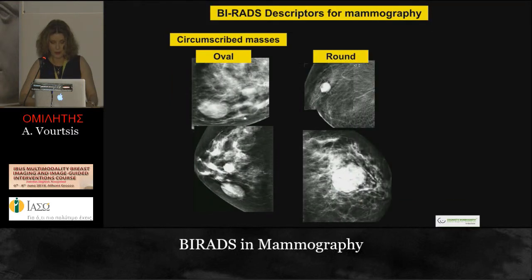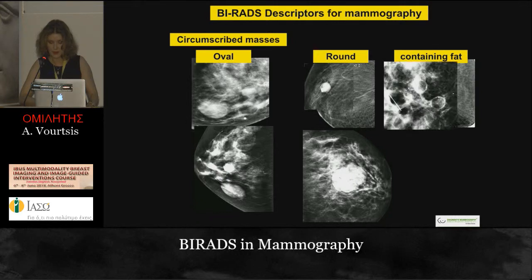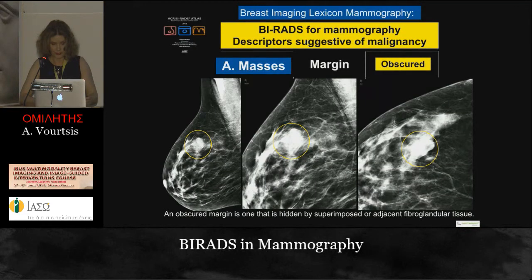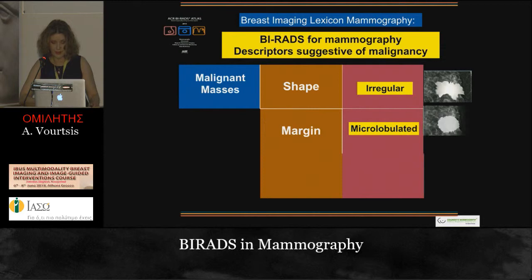These are examples of circumscribed masses. You can see on the left image here oval masses, round masses, masses with fat within them, and also masses with equal density. Indeed, the term obscured means that the mass is hidden either by the adjacent fibroglandular tissue, or you do not identify 75% of the margin of the mass.